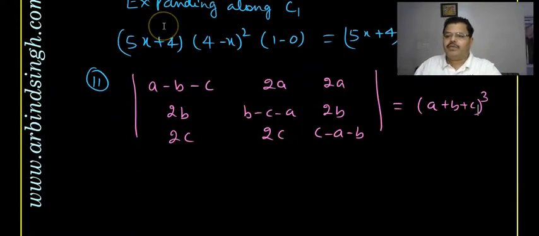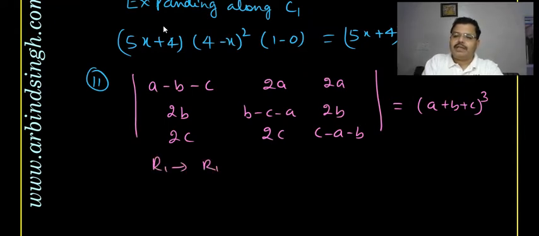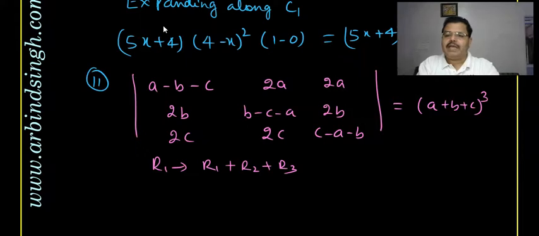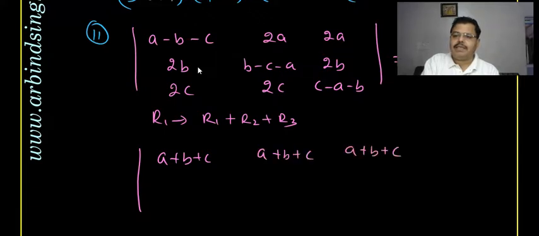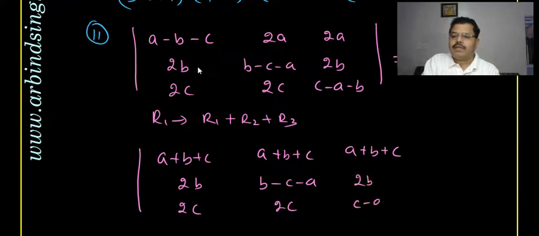Let us see how you can get A plus B plus C. Minus B is there and 2B is there, so minus B plus 2B, B will remain, and minus C plus 2C, C will remain. So if I proceed with R1 goes to R1 plus R2 plus R3, then we get A plus B plus C in every entry of the first row. That is A plus B plus C, A plus B plus C, A plus B plus C, and then 2B, B minus C minus A, 2B, and 2C, 2C, C minus A minus B.